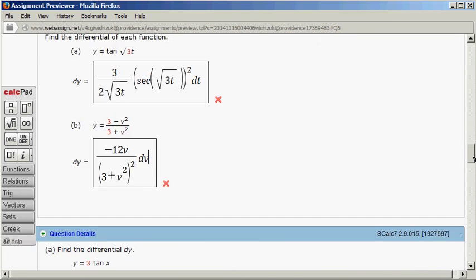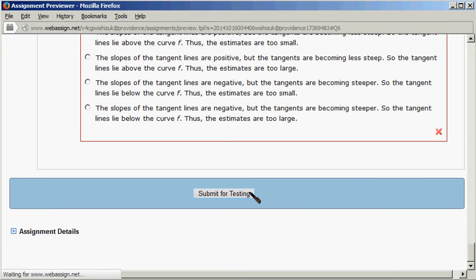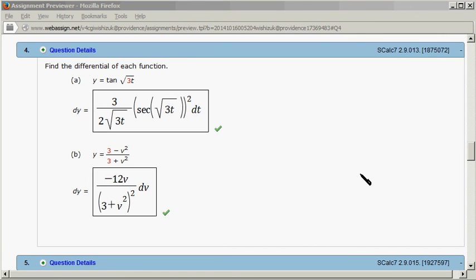Alright, so let's submit for testing. It came back and looks like we got both of these correctly. Alright, that's it. I hope that this was clear.